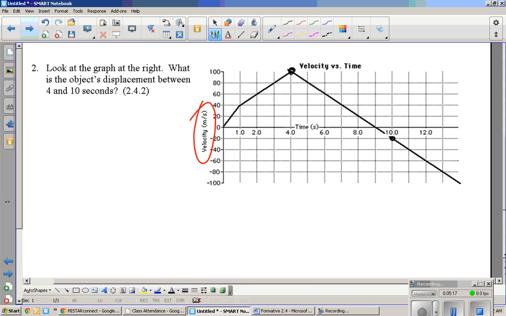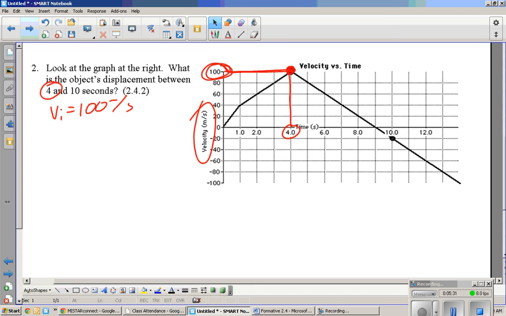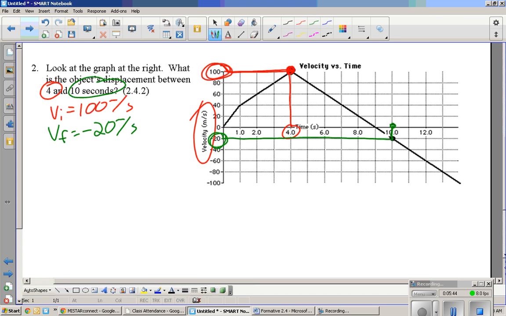So here's what the graph is telling us. Here's 4 seconds. After 4 seconds, my velocity is 100 meters a second. That's my initial velocity. Then, after 10 seconds, my velocity is negative 20. That's my final velocity. All of that takes 6 seconds, right? The time from 4 to 10.